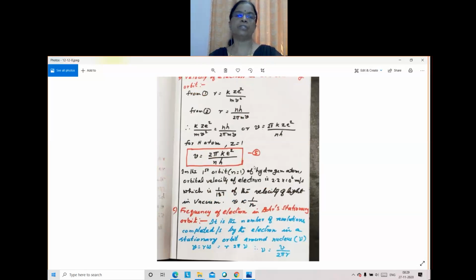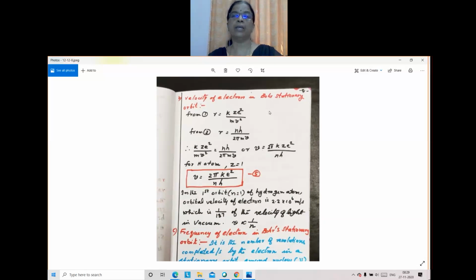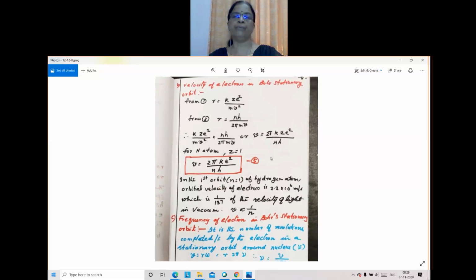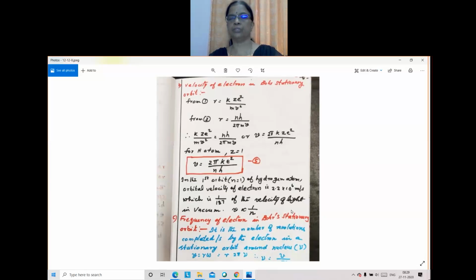Next, we can see velocity. How will you find the velocity of electron in Bohr stationary orbit? For that also we take the two equations. From the first equation, centripetal force is provided by the electrostatic force of attraction between the nucleus and the electron, from that we take r. Second equation, mvr equal to nh by 2 pi, from that also you take r. Then you can compare: left sides are equal, so the right sides are also equal. Equate them, and from that you take v. That will be the velocity of electron.